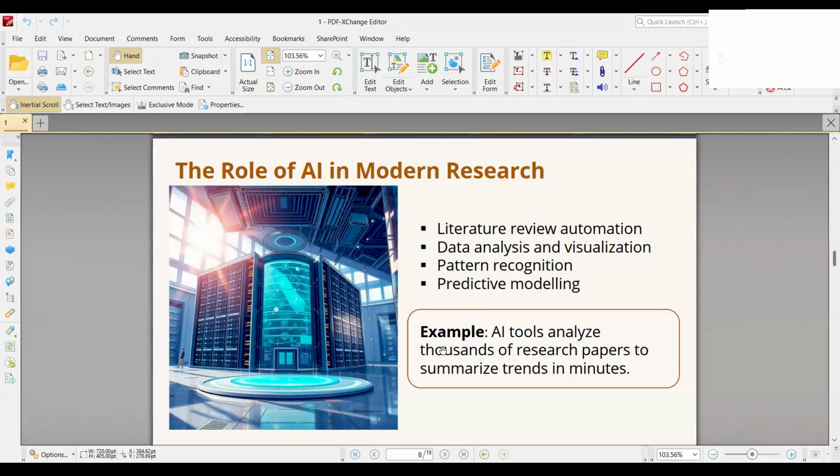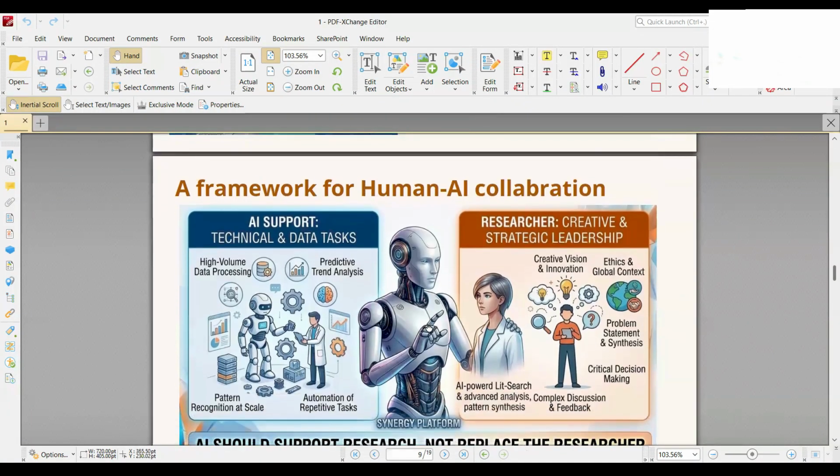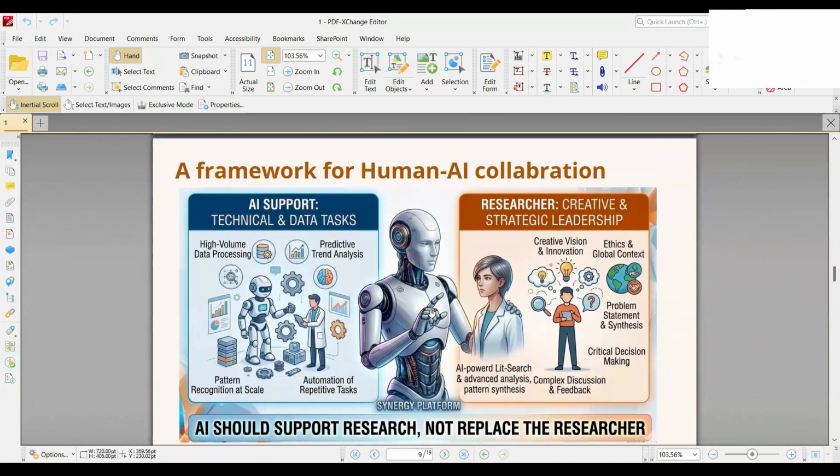So the example itself reflects artificial intelligence tools that analyze thousands of research papers to summarize trends within a minute. Just think about how efficient and effective that is.